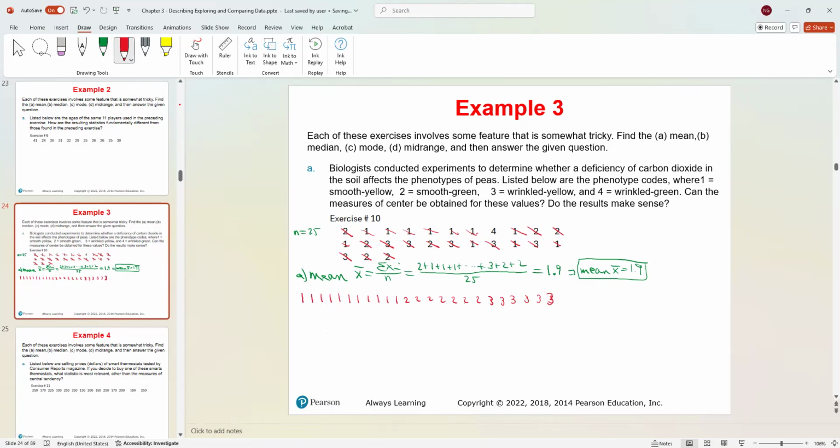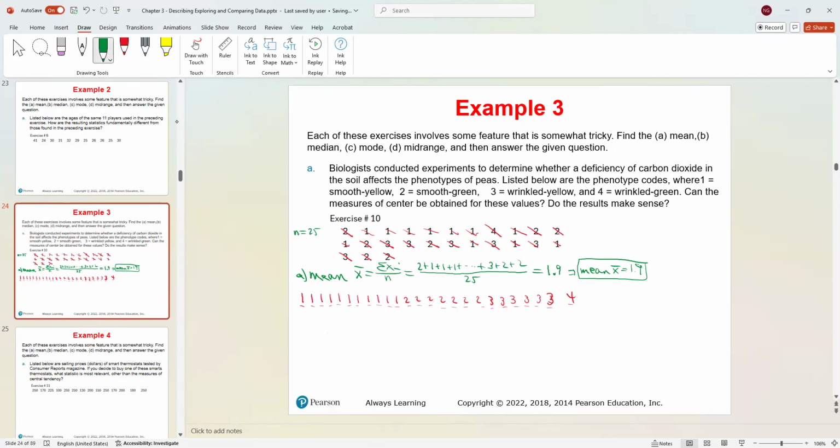No matter how big your data set is, you must reorder the data from the smallest to the largest, right? And how many fours? I feel like I see only one 4. Now I just want to count and make sure I have really 25 data. 1, 2, 3, up to 25.